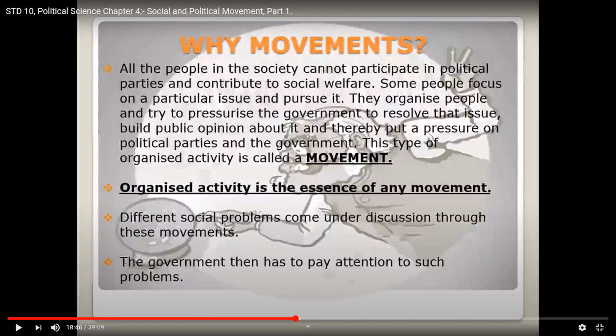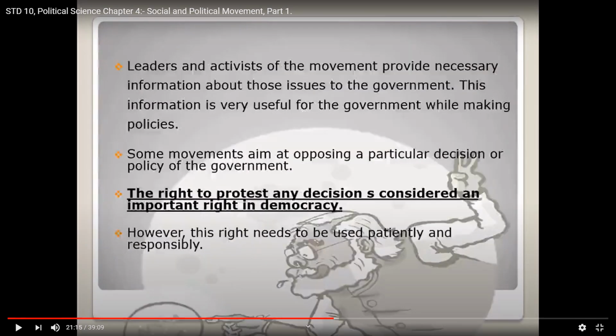Different social problems come under discussion through these movements. For example, they have started maybe Swachh Bharat, but what are the other social problems? For example, a person who is sweeping is not respected. Because he is a sweeper, he is always looked down upon. That is a social problem. So how to solve this? How to give respect to those people? The government then has to pay attention to such problems.